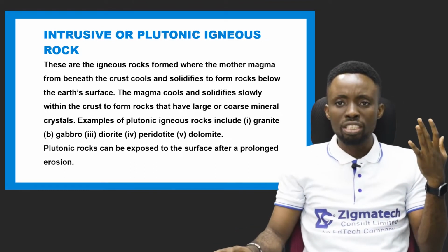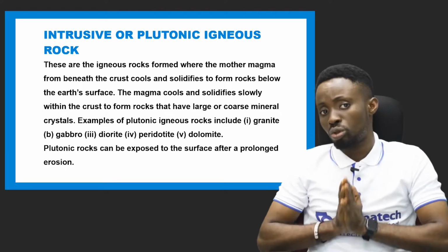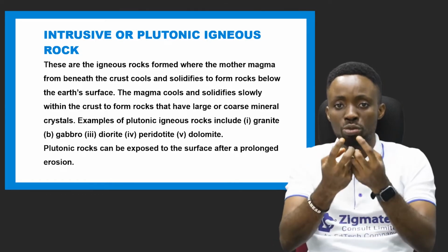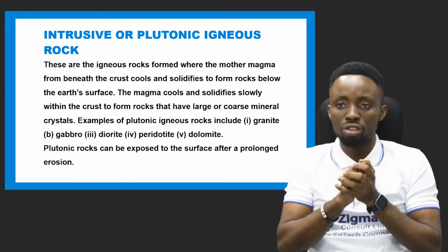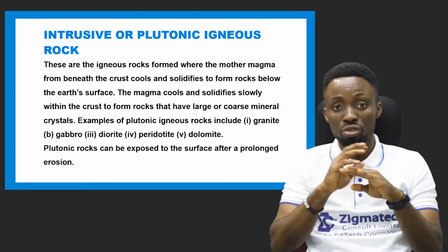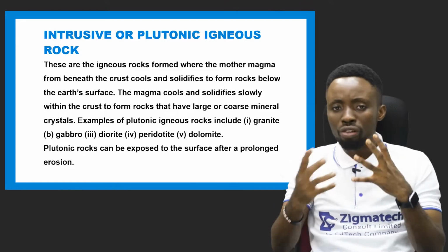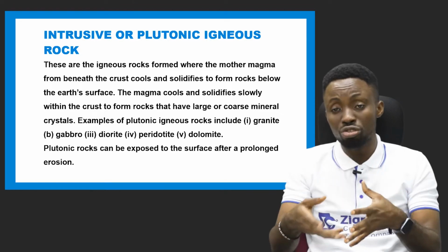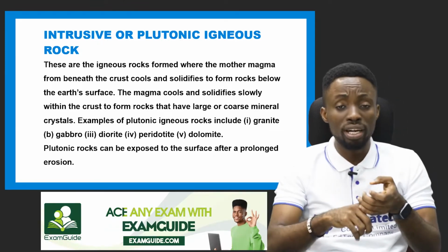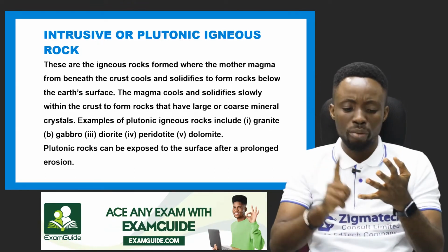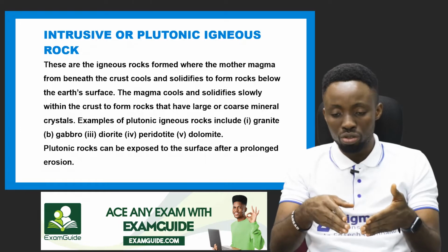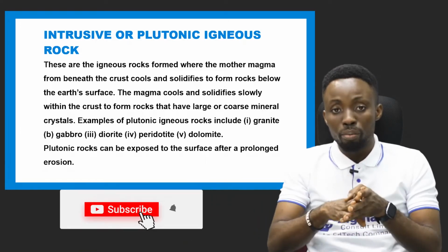So let's look at the intrusive one, the one that could not get to the surface before solidification. When we have such movement and it is not able to reach the top before cooling, that type of rock is seen as a plutonic igneous rock or an intrusive igneous rock. Examples of the intrusive or plutonic include rocks like gabbro, dolomite, and the popular granite, and we have peridotite, which is an intrusive rock found in the lithosphere and the mantle of the earth.